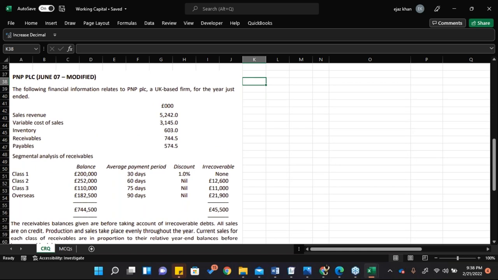Firstly, let's talk about the cost of discount. Currently, we are giving 1% discount, and it is only available to the customers who are paying within 30 days. Those who are paying within 30 days have an account receivable balance of 200,000.